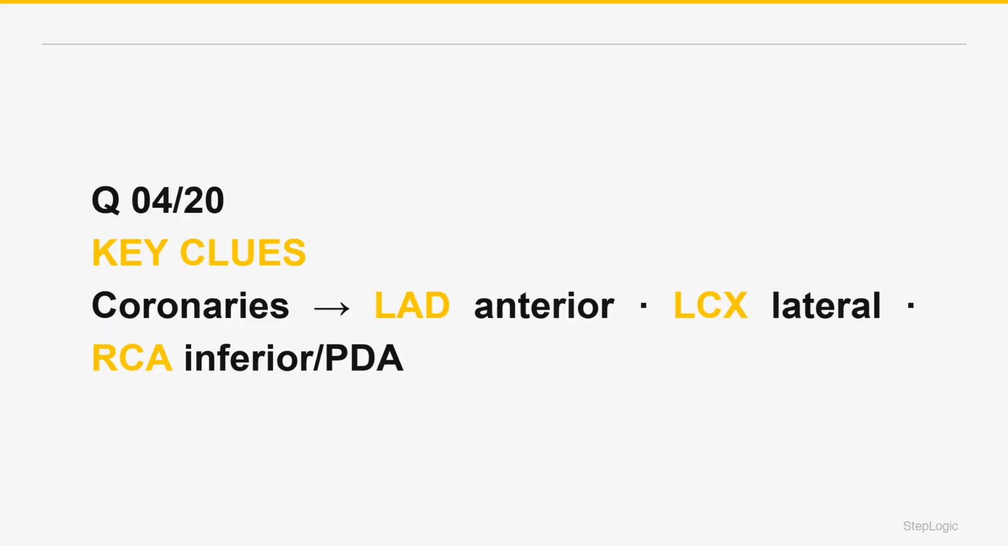Coronary anatomy maps directly onto infarct patterns. The left anterior descending artery, LAD, from the left coronary supplies the anterior wall of the left ventricle, the anterior 2/3 of the interventricular septum, and the apex. It is the most commonly occluded vessel: anterior or anteroseptal MI, ECG leads V1 to V4. The left circumflex artery, LCX, supplies the lateral wall, leads I, aVL, V5, V6.